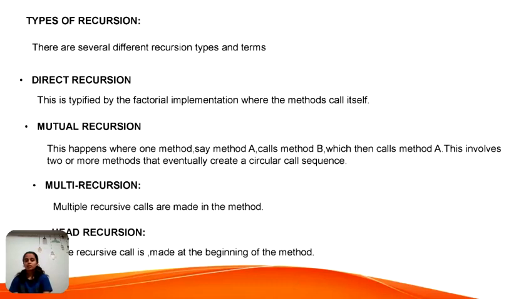Direct recursion is typically defined by the factorial implementation where the method calls itself. Mutual recursion happens where method A calls method B, which then calls method A. This involves two or more methods that eventually create a circular call sequence. Multi recursion is where multiple recursive calls are made in the method. Head recursion: in this type, the recursive call is made at the beginning of the method.